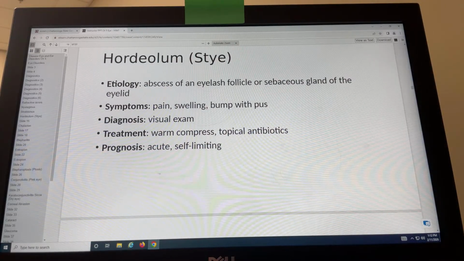Obviously, symptoms, maybe a little bit painful, could be a little swollen, a bump with, sometimes it has pus, sometimes it doesn't. Diagnostic, you can just see it, right? You don't have to do any special tests. You can just see that it's there. Treatment-wise, they just tell you to put warm compresses on it. It eventually goes away. This is acute and self-limiting usually. If it's really bad, or if it's really pussy, they can put topical antibiotics on it. So yeah, like I said, they're acute and self-limiting. That just means they resolve on their own generally, even without treatment.